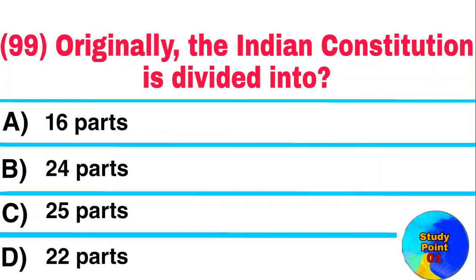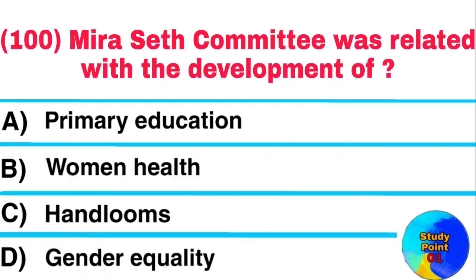Question. Originally, the Indian Constitution is divided into A. 16 parts. B. 24 parts. C. 25 parts. D. 22 parts. Answer. 22 parts. Question. Mira Seth Committee was related with the development of A. Primary education. B. Women health. C. Handlooms. D. Gender equality. Answer. Handlooms.